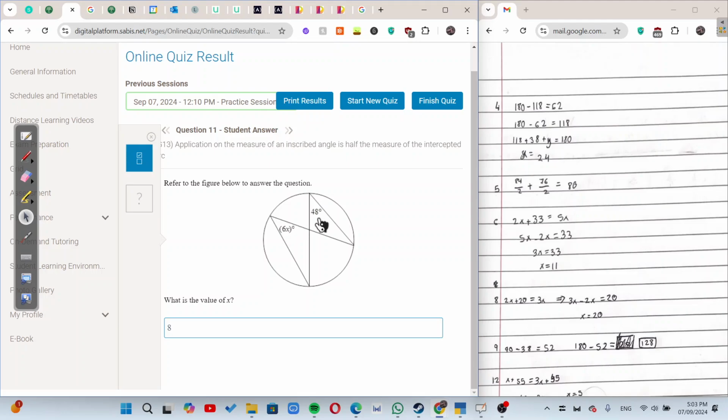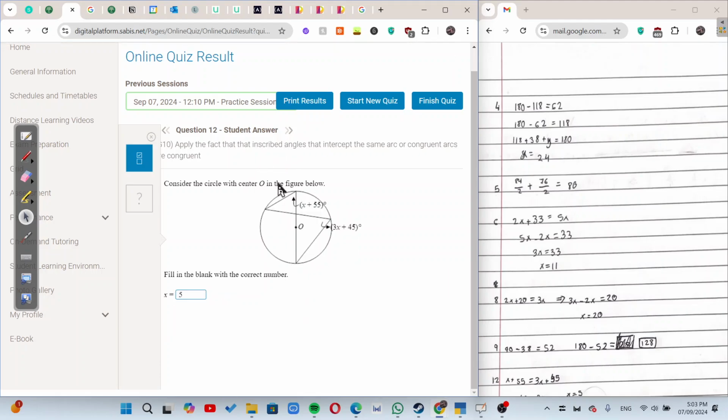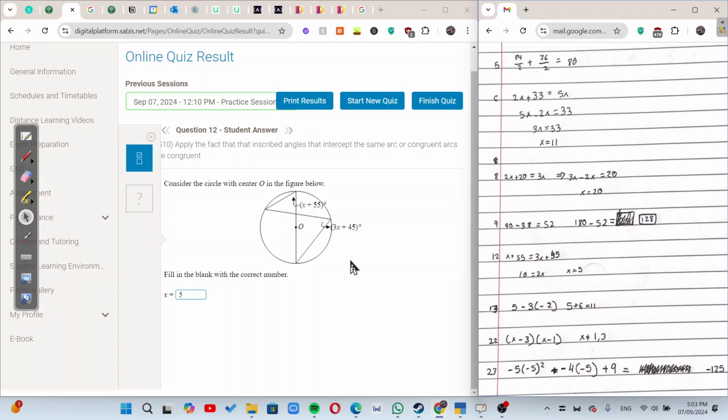Here again, 6x equals 48, x equals 8. Here we go again. For this question, we know that they are equal to each other. So we know that x plus 55 equals 3x plus 45. Rearrange it around, 2x, and move this to this side, it becomes 10. 2x equals 10, x equals 5.